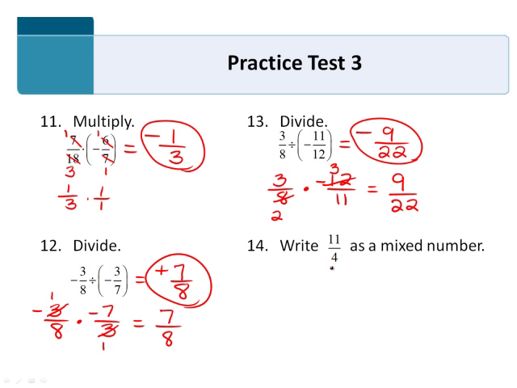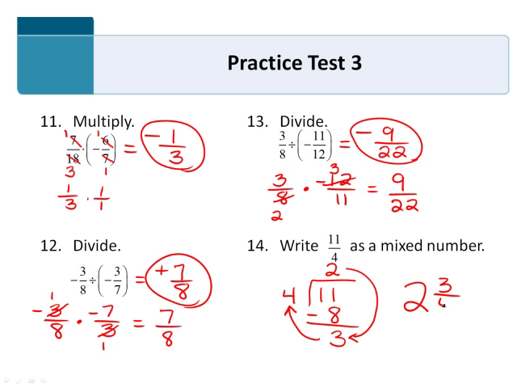Number 14. See, look at the difference here between 11 over 4 and 9 over 22. The number on top has to be bigger for you to change it to a mixed number. So we're going to write 11 over 4 as a mixed number. So we're going to divide. 11 divided by 4 goes 2 times. 4 will go into 11 2 times. That's 8. When we subtract, that's 3. So remember, you start at the top and work your way around clockwise. 2 and 3/4. And that's your mixed number.